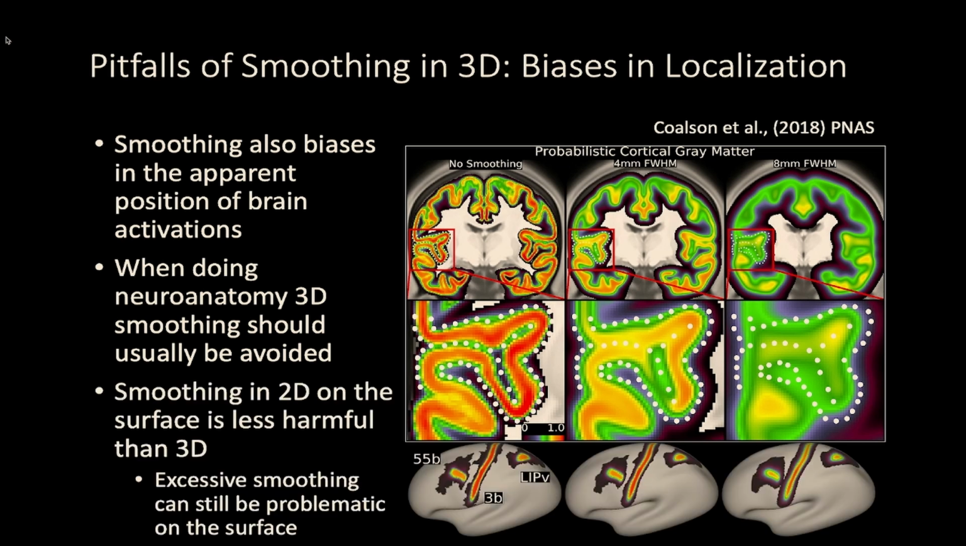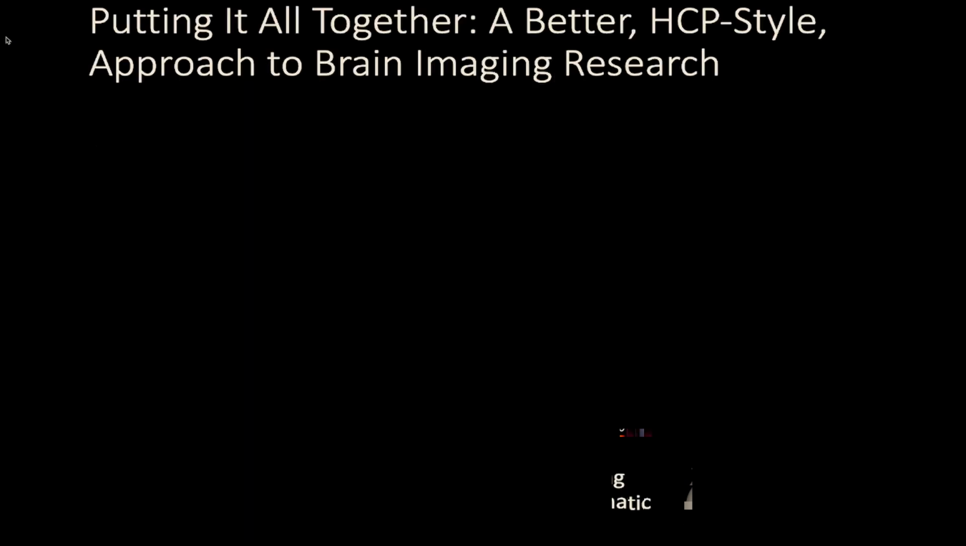Smoothing in 2D on the surface is less harmful than 3D, but if you do it excessively, you can still make it harder to find things. So no smoothing, 4mm or 8mm, you can start to see some blurring here as well.